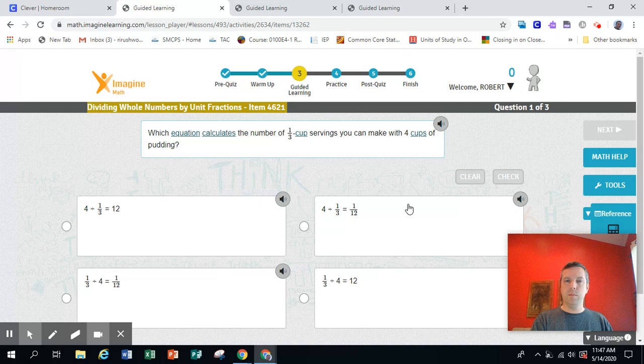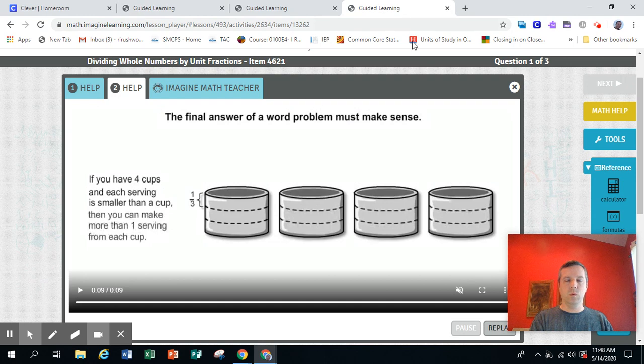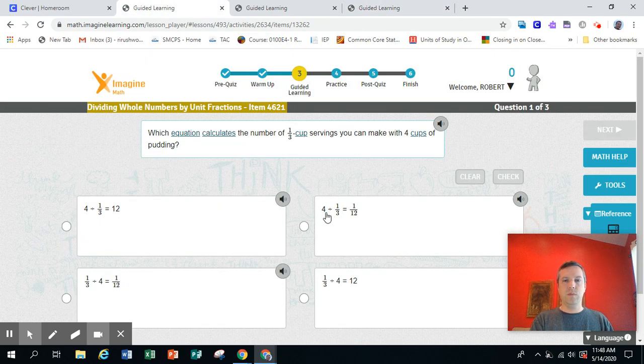We have to choose between these top 2. Now, if we're starting with 4 cups of pudding and we're putting it into servings of 1/3, how many servings will we end up with? Well, there would be 3 in 1 cup. So how many in 2 cups? 3, 6, 9, 12. 12 servings. So the answer isn't 4 divided by 3 equals 1/12.